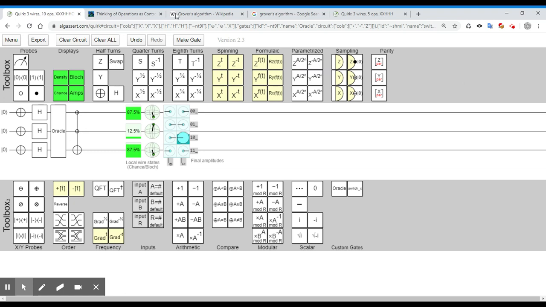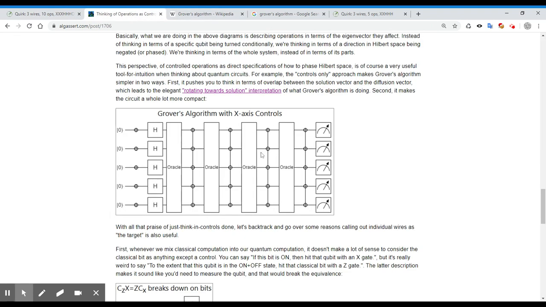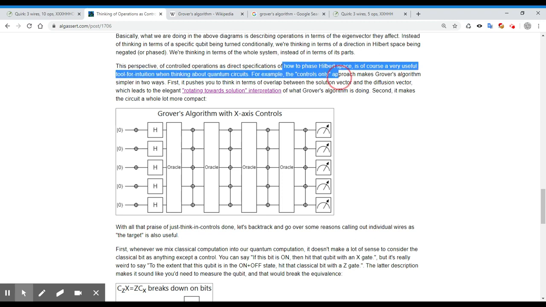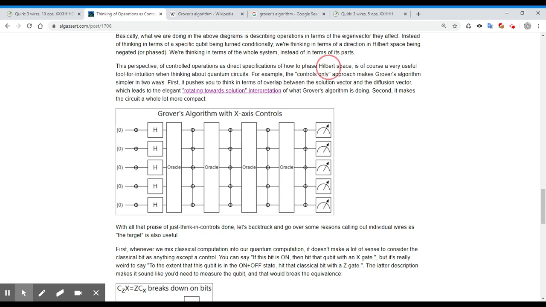So another way that Craig tells us to read this is, I think, the phase Hilbert space is of course a very useful tool for intuition when thinking about quantum circuits. For example, the controls-only approach makes Grover's algorithm simpler in two ways. First, it pushes you to think in terms of the overlap between the solution vector and the diffusion vector, which leads to the elegant rotating-towards-solution interpretation of what Grover's algorithm is doing. Second, it makes the circuit a whole lot more compact.